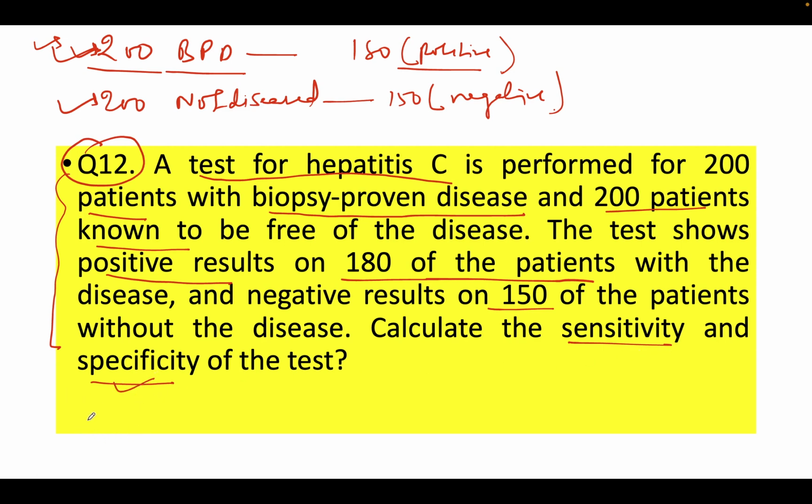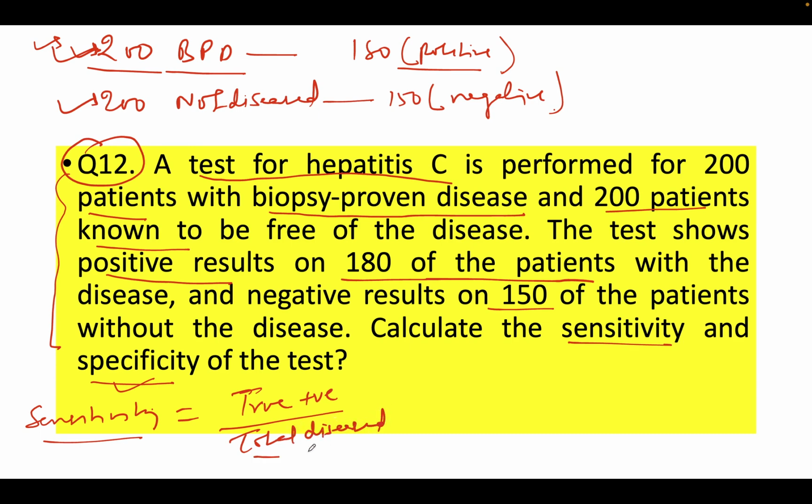Now before making a 2 by 2 table, I can make a 2 by 2 table, and I can also calculate without making a 2 by 2 table. So let's calculate without making a 2 by 2 table first. So what do we understand by sensitivity? Sensitivity means the ability of the screening test to diagnose true positives out of total diseased, right? How many people are suffering from disease, we already know. Out of that, how many are true positive, that is sensitivity.